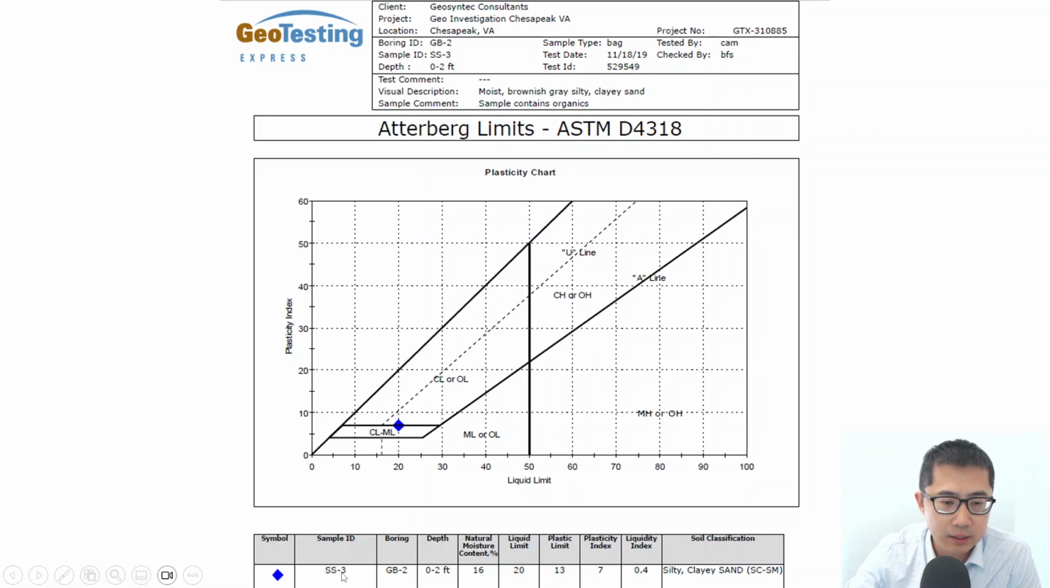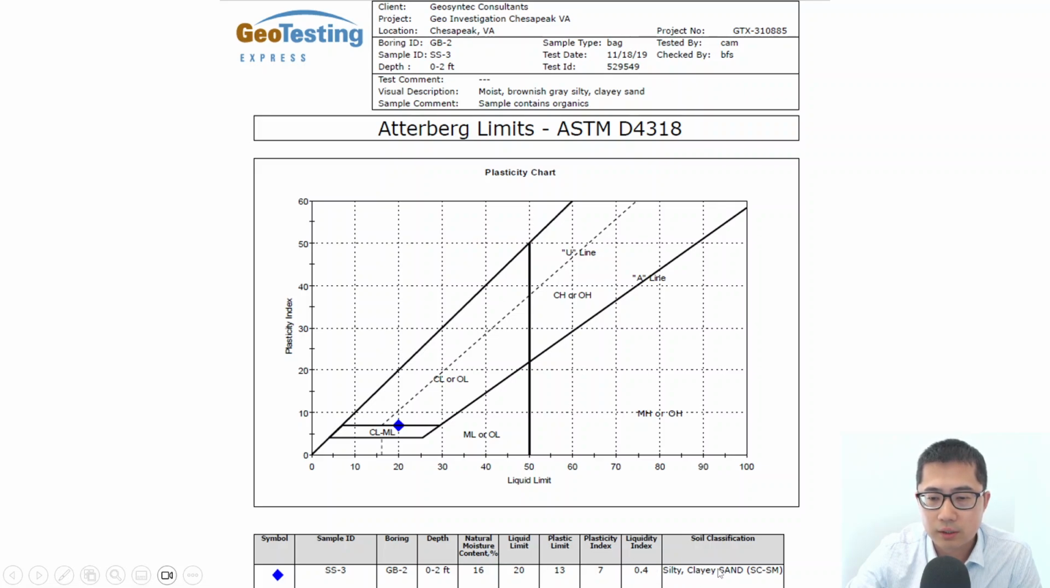You have the sample ID, which borehole it came from, borehole number 2, and the depths. The lab will give you the natural moisture content in percentage. So that's the omega we're talking about over here. And they did testing for liquid limit 20, plastic limit 13, so LL and PL. And of course, the difference between the LL and PL, 20 and 13, is going to be 7. And also, you can use the 16, 20, and 13 to calculate the LI over here as well.